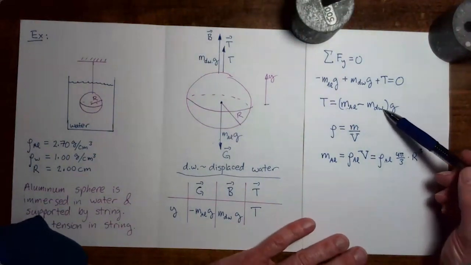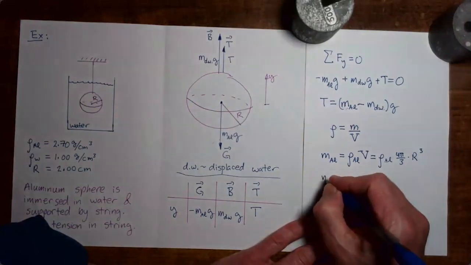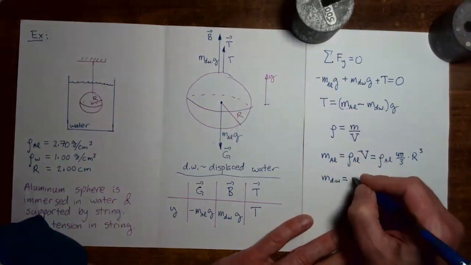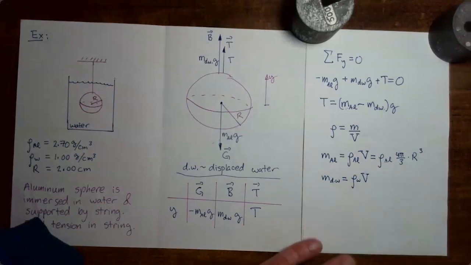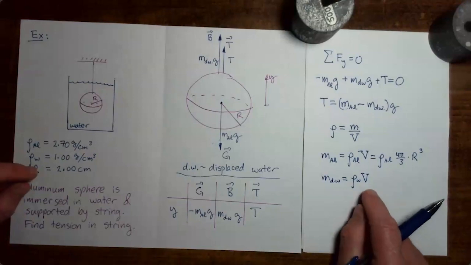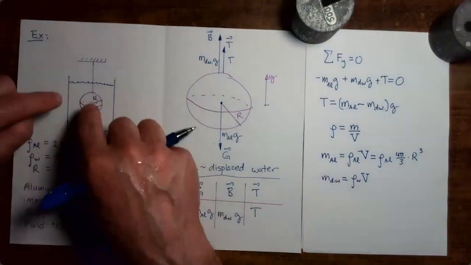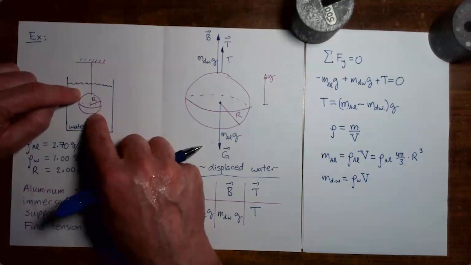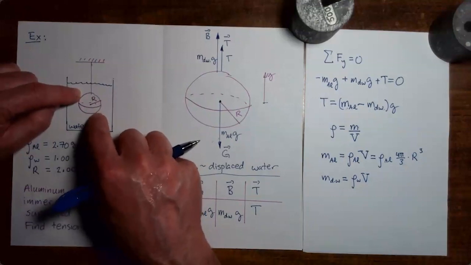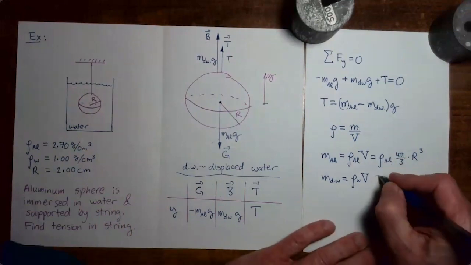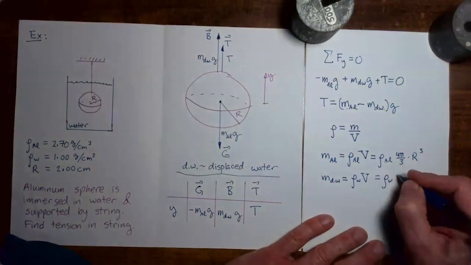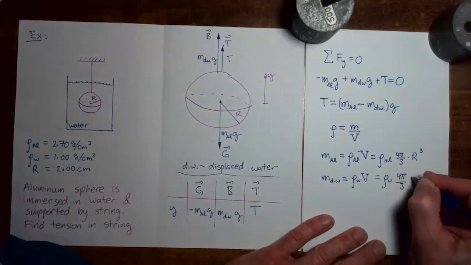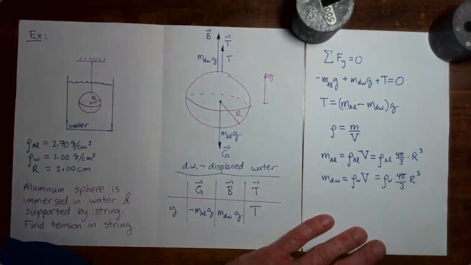We can do something similar for the displaced water. The mass of the displaced water would equal the density of water times the volume of the displaced water. Now, what is the volume of the displaced water? Well, displaced water refers to the blob of water which would be here if the aluminum sphere was not. So the volume of the displaced water is exactly equal to the volume of the aluminum sphere, which is actually sitting there. In other words, the volume of the displaced water is 4 pi over 3 times the cube of the radius of the aluminum sphere.